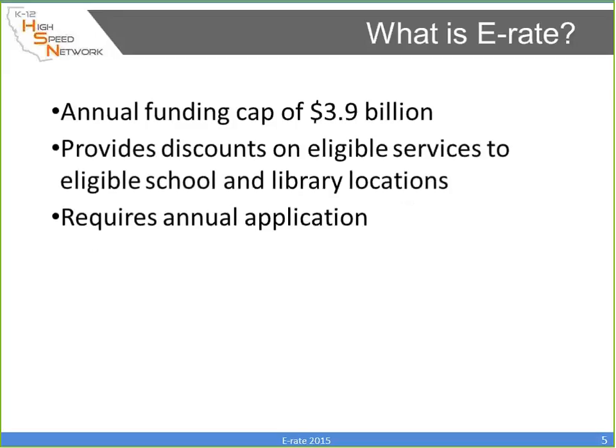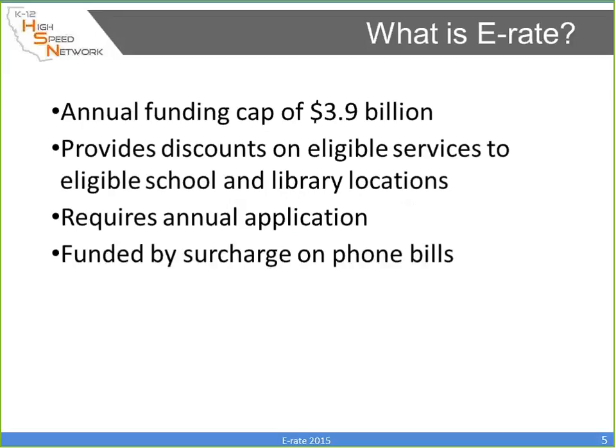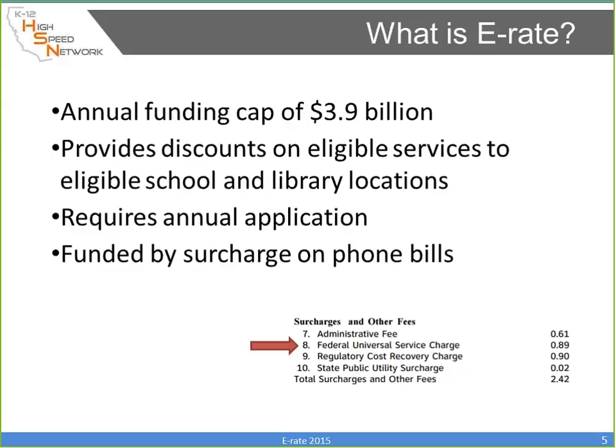It has an annual funding cap of $3.9 billion. That is to service schools and libraries. It requires an annual application process and is funded by a surcharge on phone bills. And guess who pays that surcharge? We do. I opened up my wireless phone bill, and I just copied this. It's from my wireless bill, that universal service charge. That's what funds the E-rate program, as well as the 3 other programs underneath Universal Service Administrative Company.